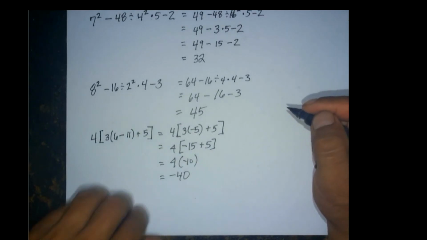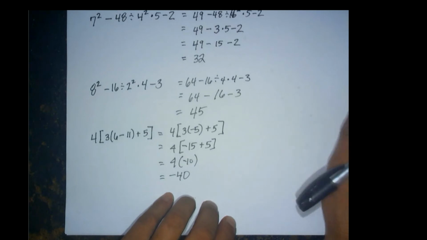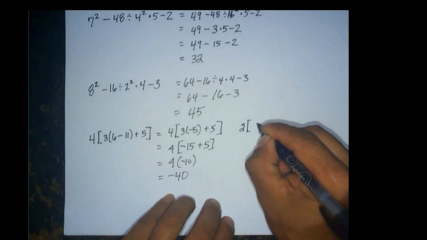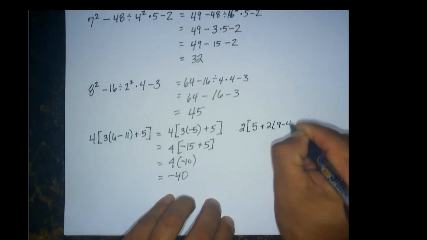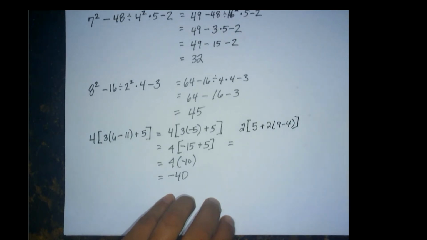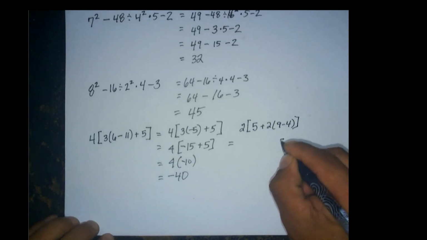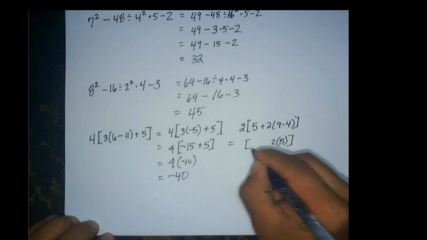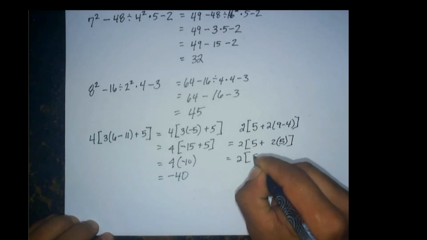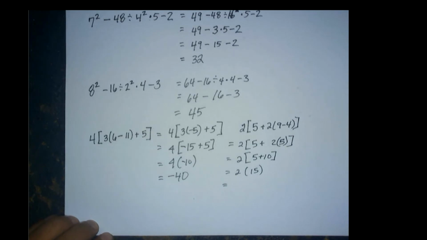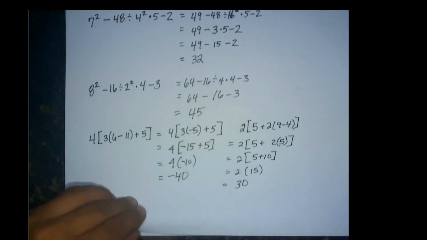I think I have room to write yours over here because yours is shorter than mine for some reason. Okay. No, it's not. It's the same length. My bad. 2 times 5 plus 2 times 9 minus 4. And I'm going to write the answer underneath. Alright, 9 minus 4 is 5. 2 times 5 is 10. 5 plus 10 is 15. 15 times 2 is 30. Very good. Good job. All right.